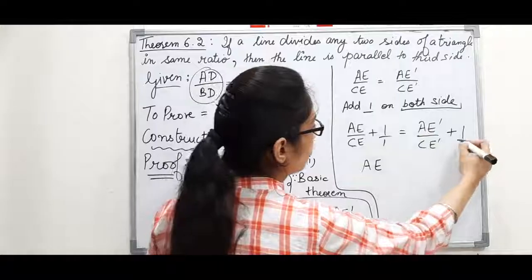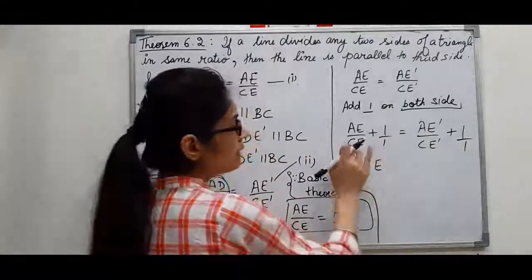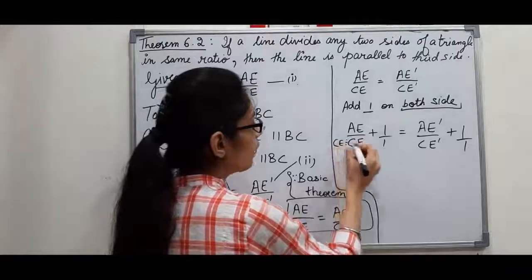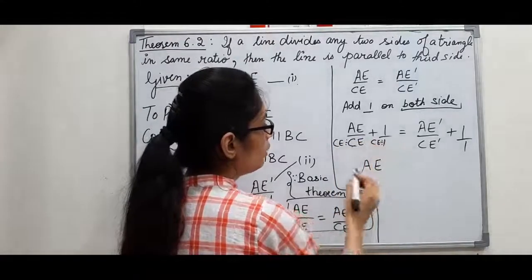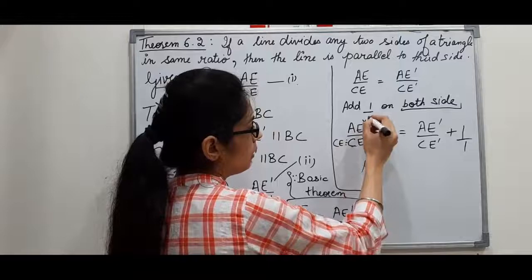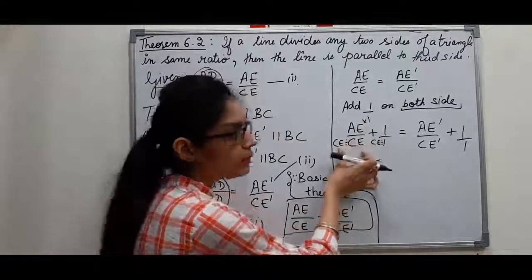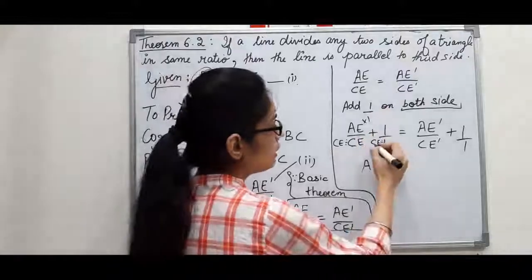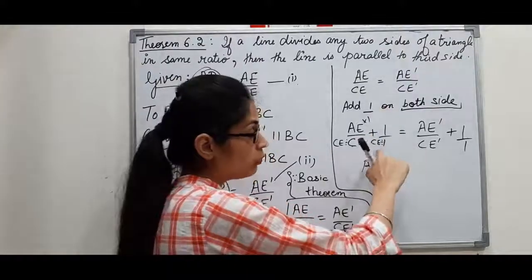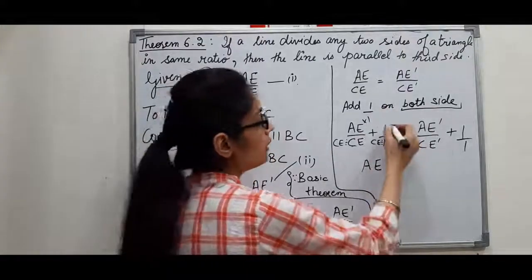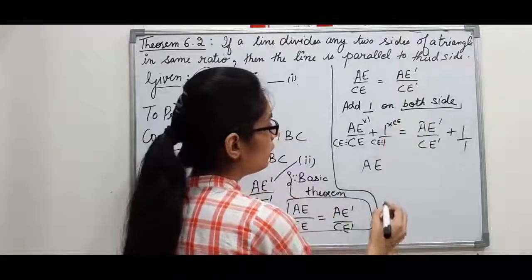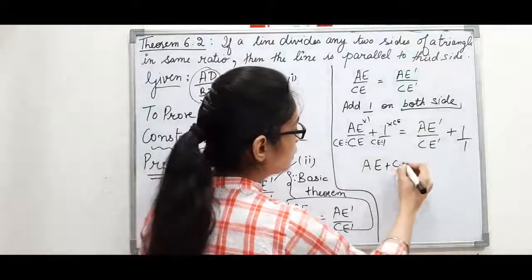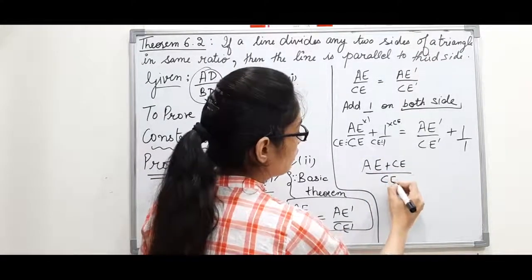So we have to take LCM here. LCM of CE and 1 will be CE. Then we divide the LCM with the denominators and multiply the answer with the numerator. CE divided by CE we get 1, and 1 we multiply with the numerator AE. CE divided by 1 we get CE, so we multiply CE with the numerator 1. So I will get AE plus CE upon CE, this side.